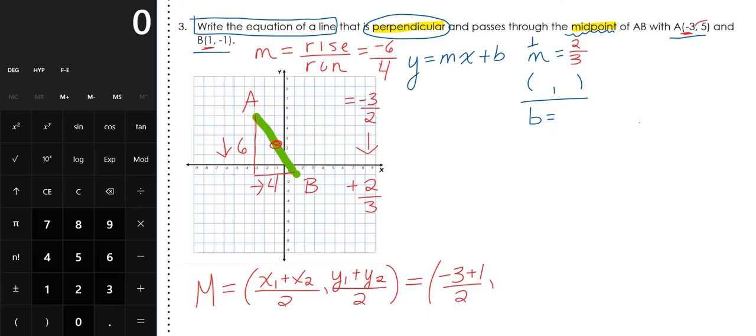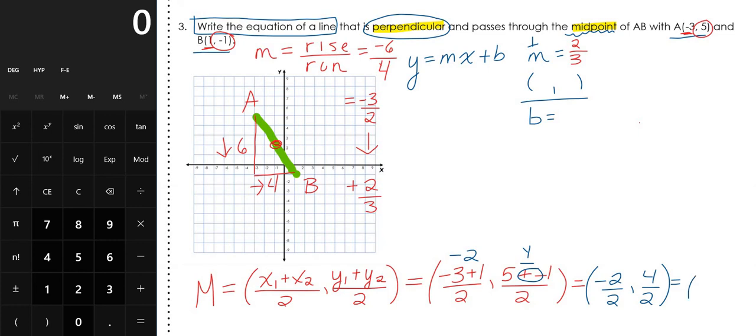Next, the y values. I have 5 and negative 1. 5 plus negative 1 all over 2. Simplifying further. Negative 3 plus 1 is negative 2, so this is going to be negative 2 over 2. 5 plus negative 1 is like saying 5 minus 1, which is 4. So now we have 4 over 2. Fully simplified, negative 2 divided by 2 is negative 1. 4 divided by 2 is 2.